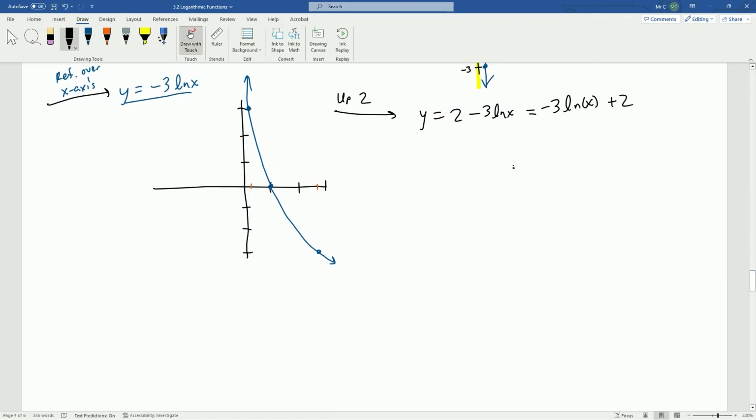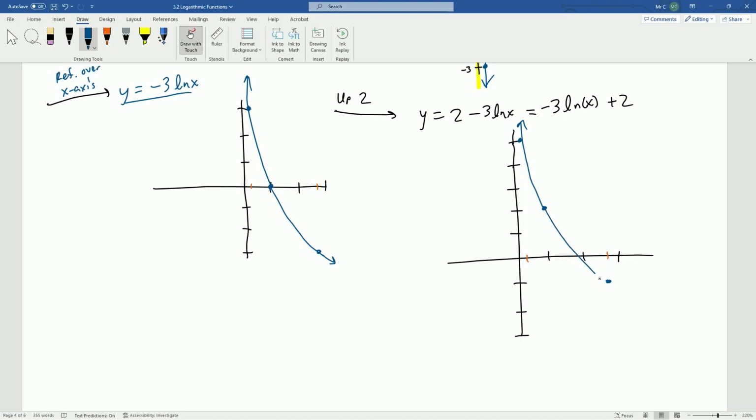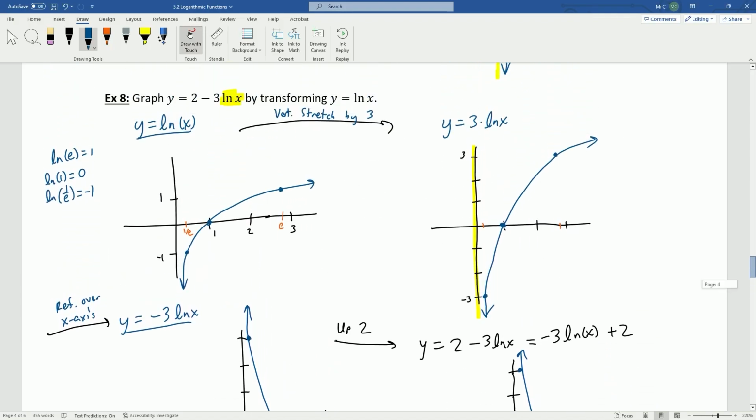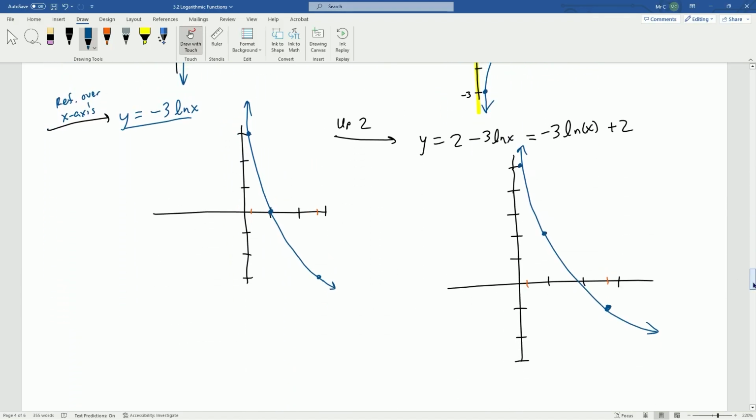So then that's going to be it. We're just going to take this previous graph and take each of our points and move them up by 2. Okay, that's it for that graph.